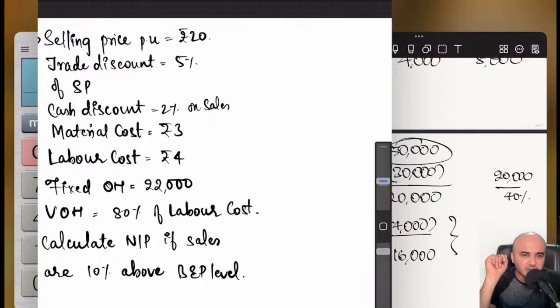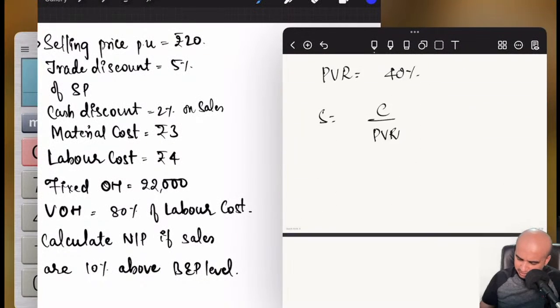Okay, material cost is given, which is 3 rupees. Labor cost is given. Those are all obviously variable costs. Then what else do we have? Fixed cost is there, fine. Variable overheads is there. That is also a variable cost. So there are 3 variable costs here: material cost, labor cost, and variable overhead. Calculate net profit if sales are 10% above BEP level. That means we have to first find out the BEP level and then apply 10% on top of it so that we can answer the question. Okay, fine. Let's do that. It's not that difficult actually.